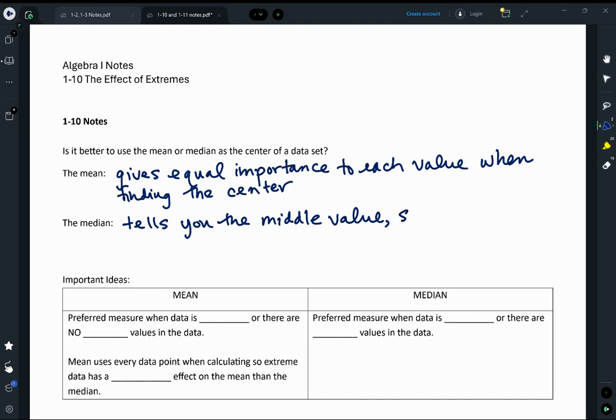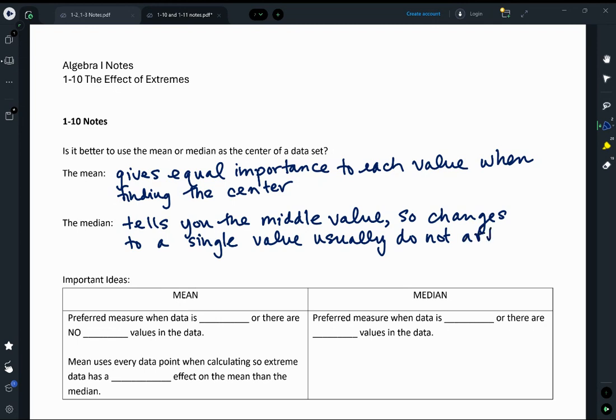So if you add a really big number at the end of your data set, like we're going to do in class, you're going to notice that the median still doesn't change. So changes to a single value usually do not affect the median much.